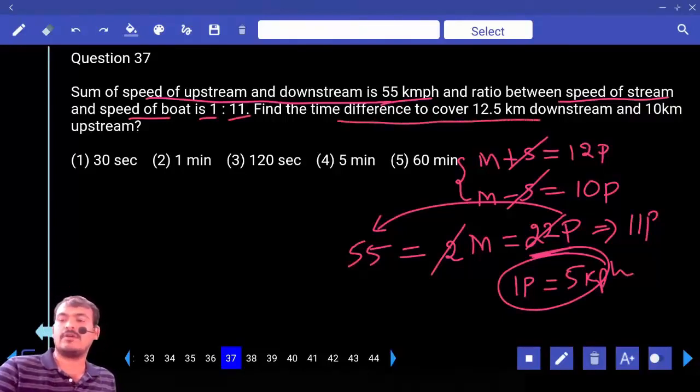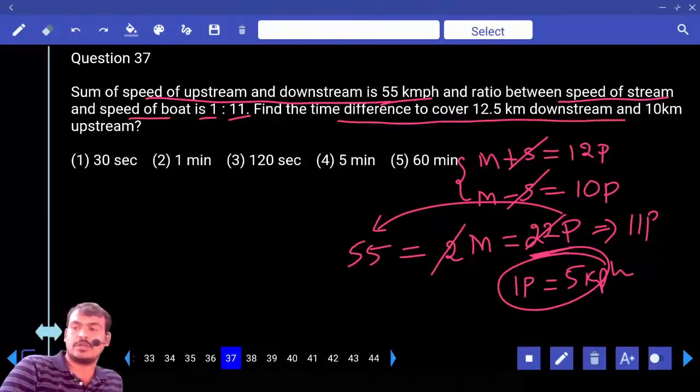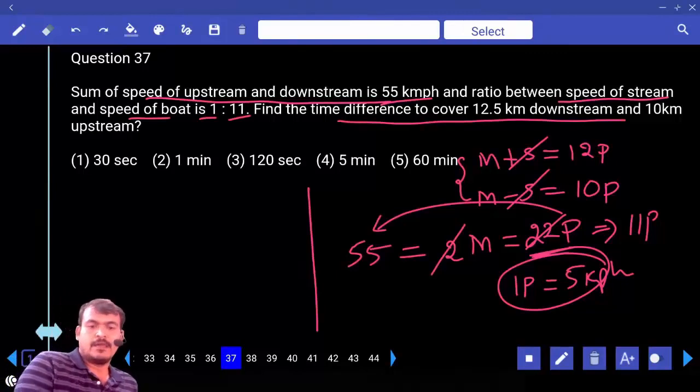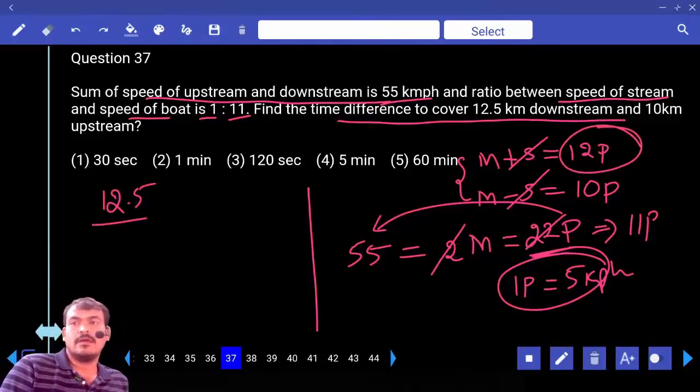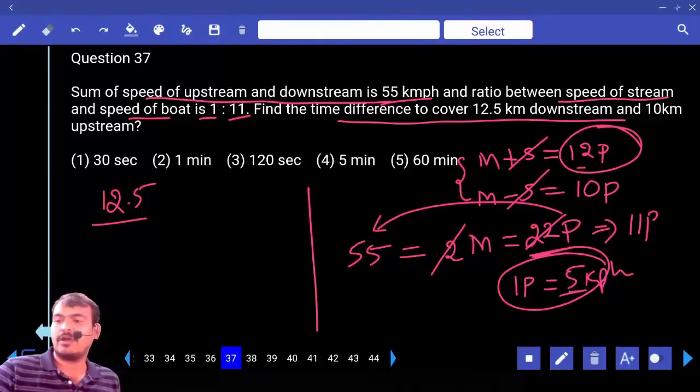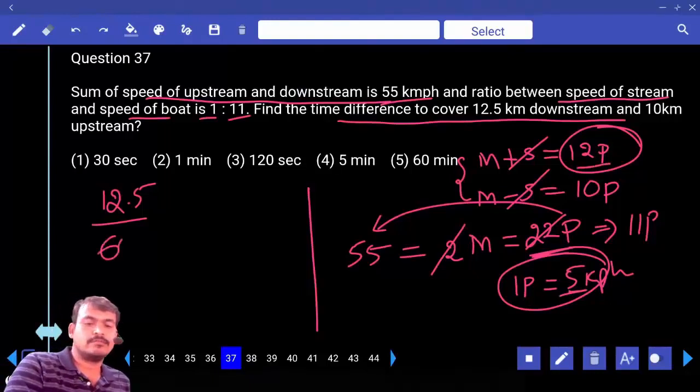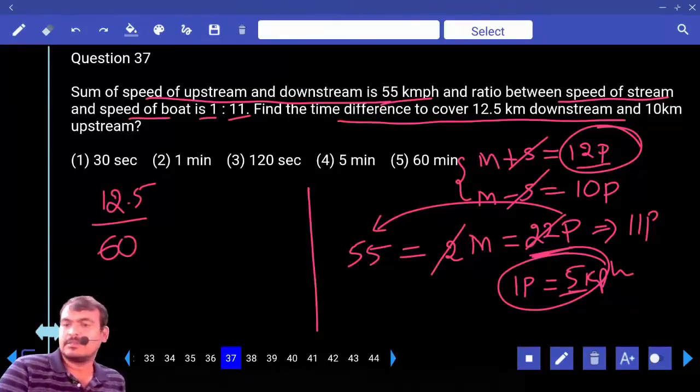Time difference to cover 12.5 kilometers downstream and also 10 kilometers upstream. 12.5 kilometers downstream, distance is 12.5. Downstream speed is m plus s or m minus s? M plus s. What is the one part value? 5. Then 12 parts value? 60. Next, second one.